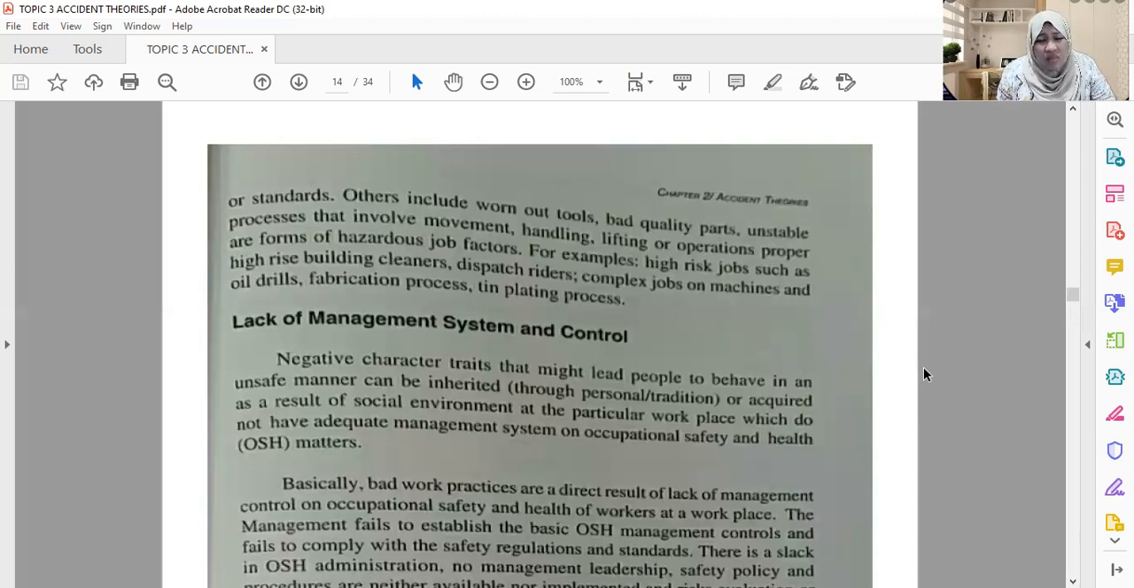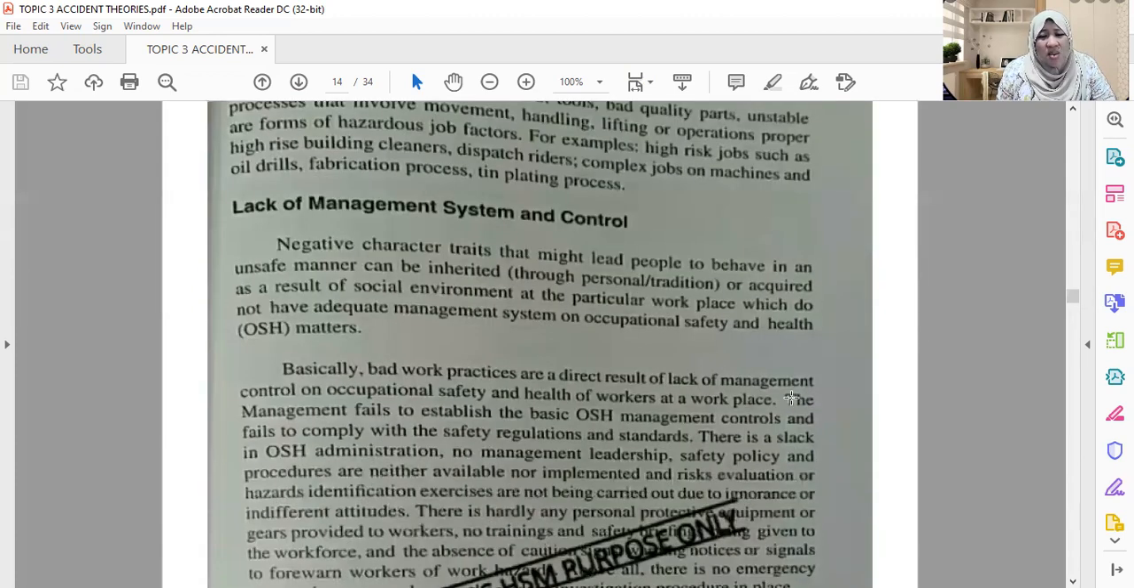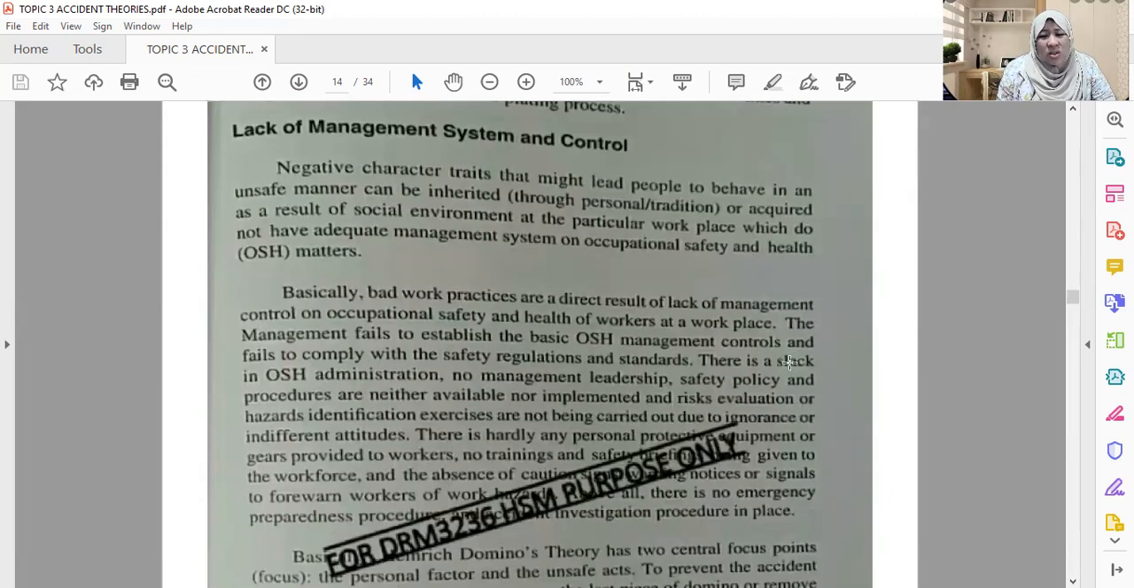Okay, lack of management system and control. So this is also one of the factors because the management do not want to take responsibility for that. Okay, whatever happens, it goes to the department. So it's wrong because you are the top management. Okay, so you are the one who should be monitoring and also supervising them. Not they take their own action, okay, not to be blamed on them, okay.